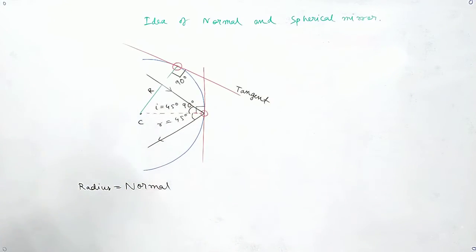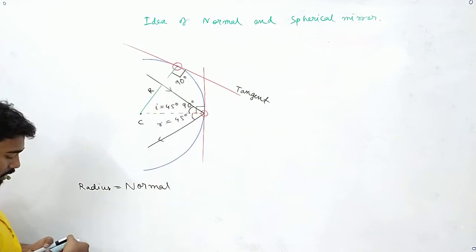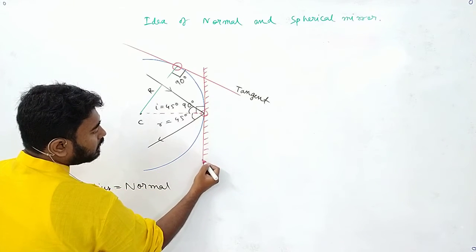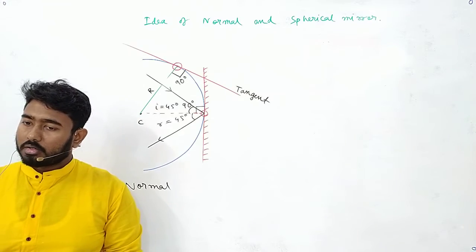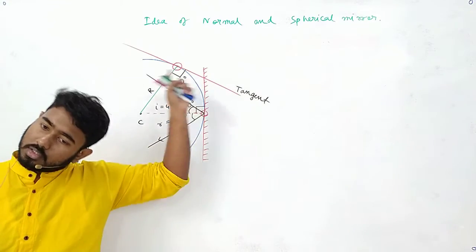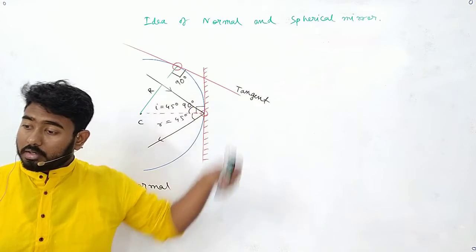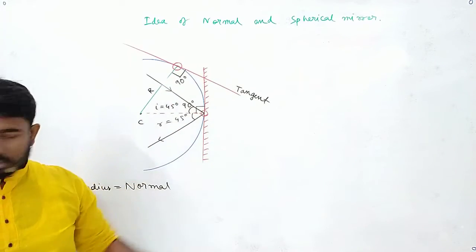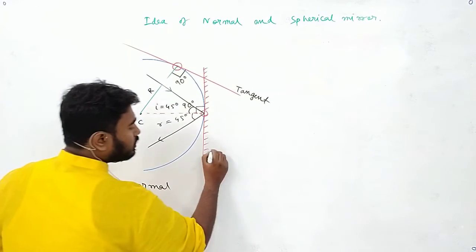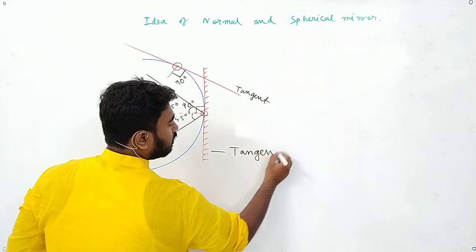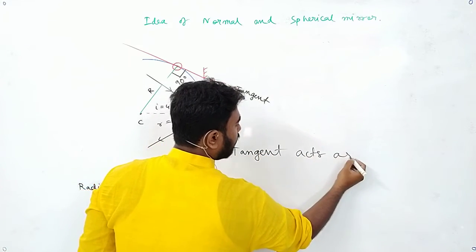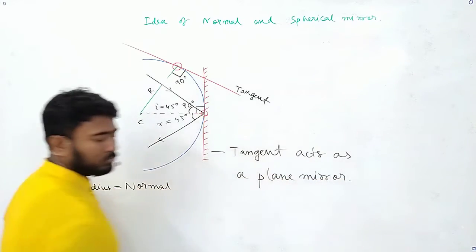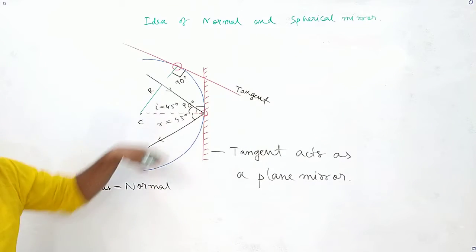And if we imagine that there is a plane mirror like this, so can we tell that the tangent at any position acts as a plane mirror on the spherical surface? We have done this concept the previous day, remember? Yes, sir. So the blue color is the spherical surface, the red one is the tangent. So we can say that the tangent acts as a plane mirror. The reflecting surface is the curved line which is marked as a blue line. The reflecting surface is a curved line.